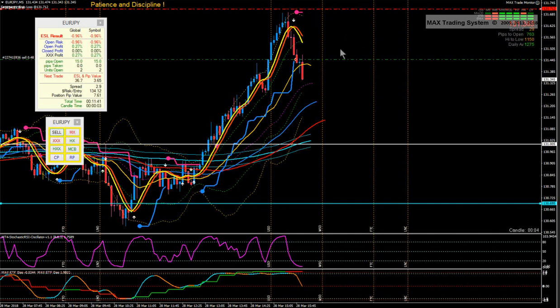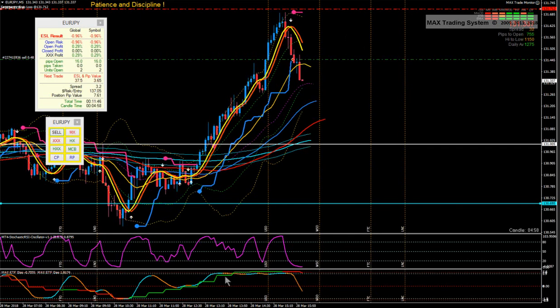And when we trade with the MAX ETF, so when we trade using these ETF lines and the companion indicator, we want to have a stop loss size in the 5-minute time frame, which is 12 to 15 pips minimum. So 12 to 15 pips depending on the volatility of the pair. In this case, the euro-yen is a rather volatile pair, so the minimum stop loss size will be 15 pips or more, of course.